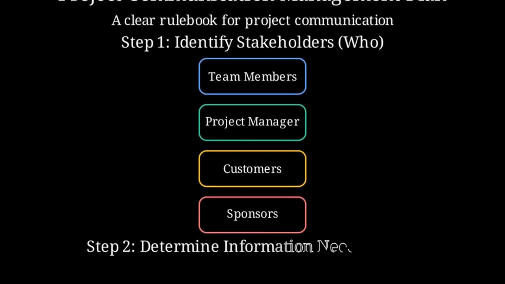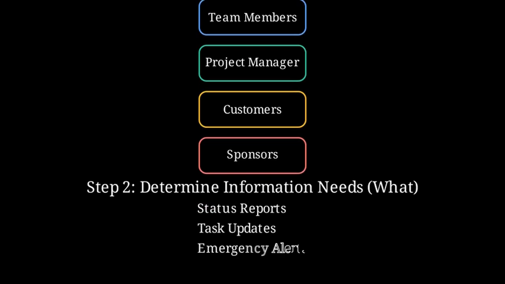Step 2 is determine information needs, the what. Not everyone needs everything. Typical needs include status reports, task updates, and emergency alerts.